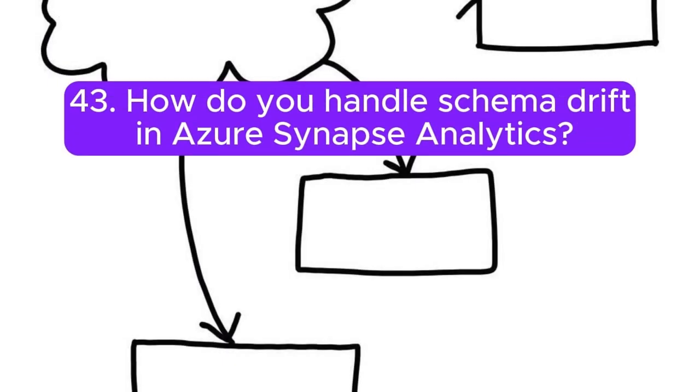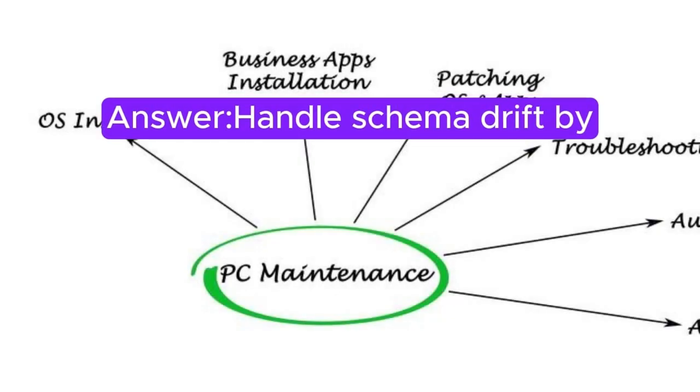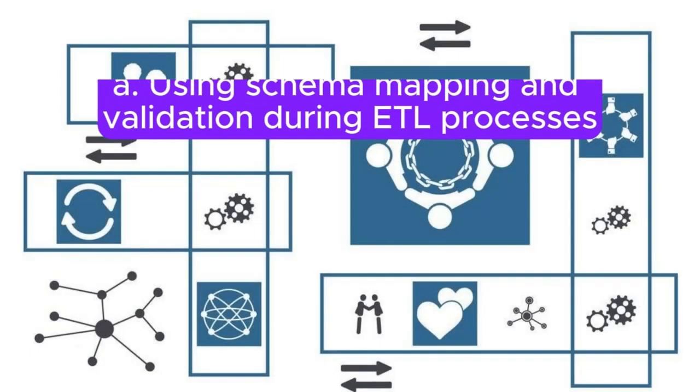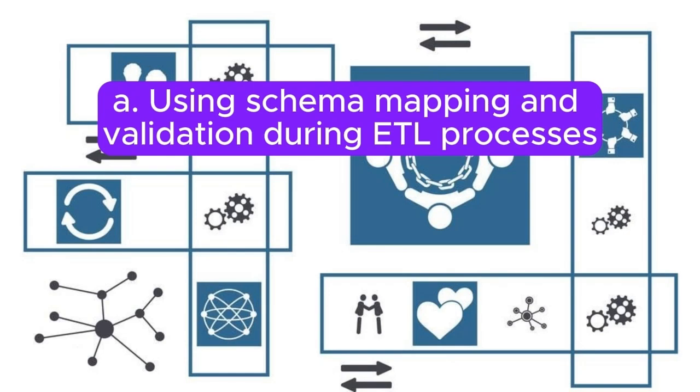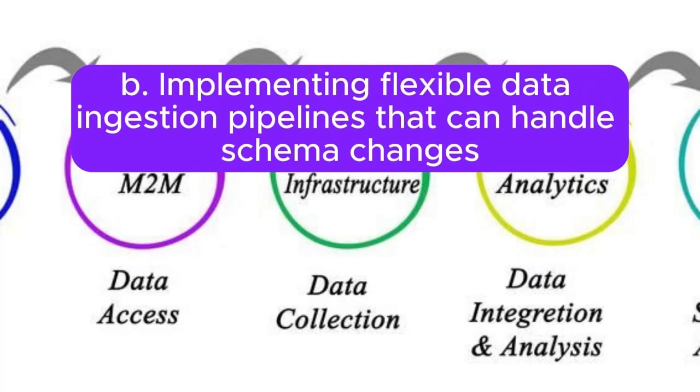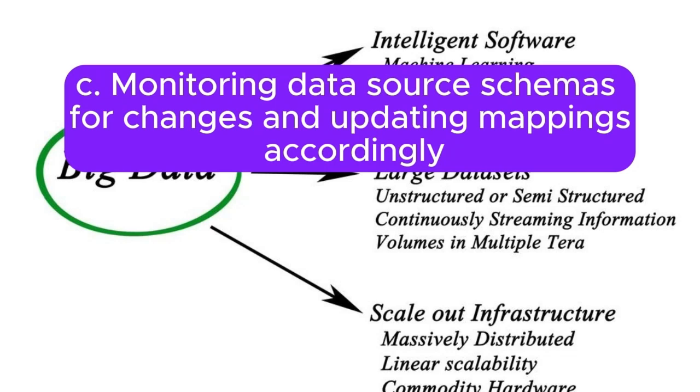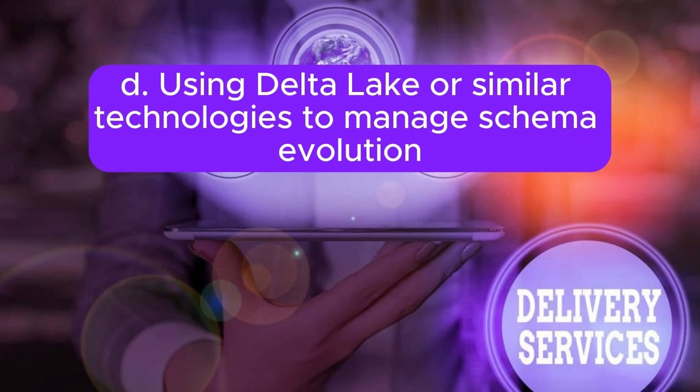43. How do you handle schema drift in Azure Synapse Analytics? Answer. Handle schema drift by A. Using schema mapping and validation during ETL processes. B. Implementing flexible data ingestion pipelines that can handle schema changes. C. Monitoring data source schemas for changes and updating mappings accordingly. D. Using Delta Lake or similar technologies to manage schema evolution.